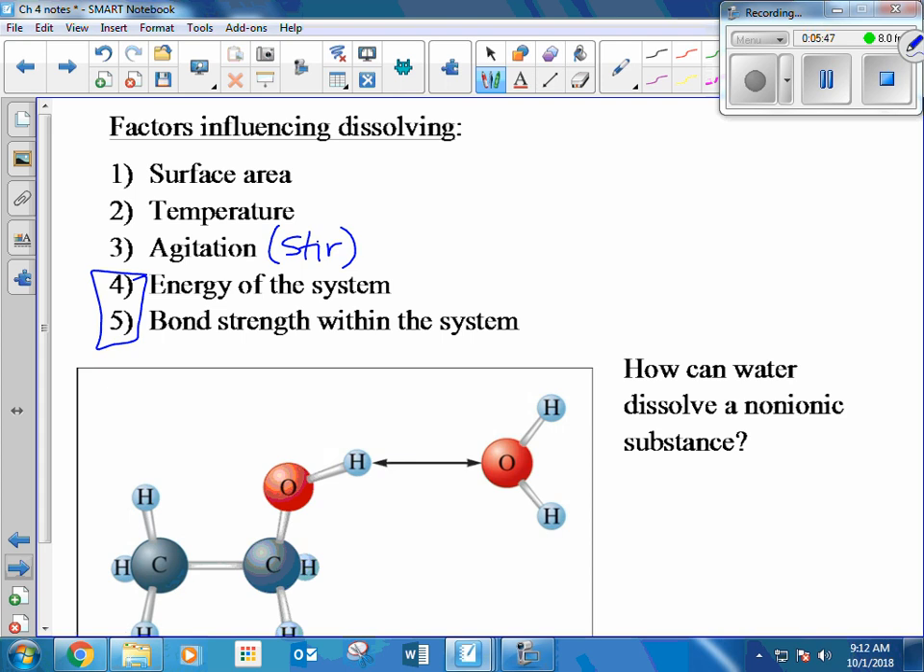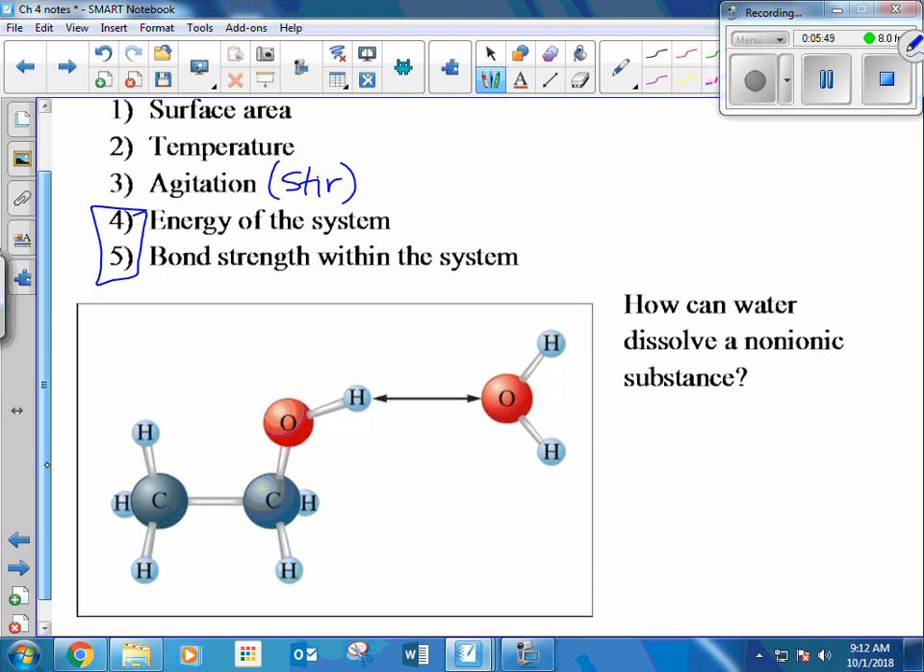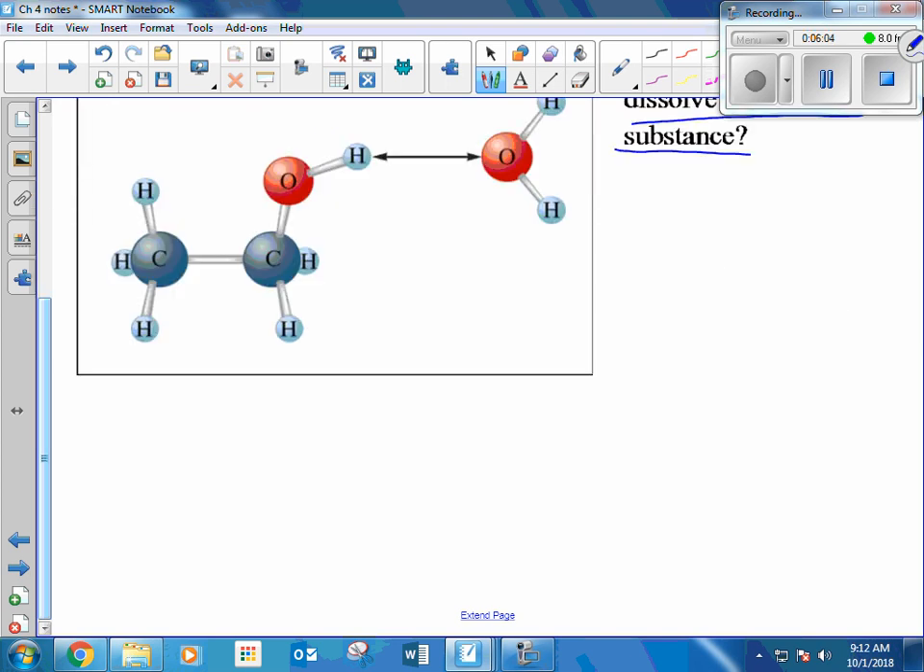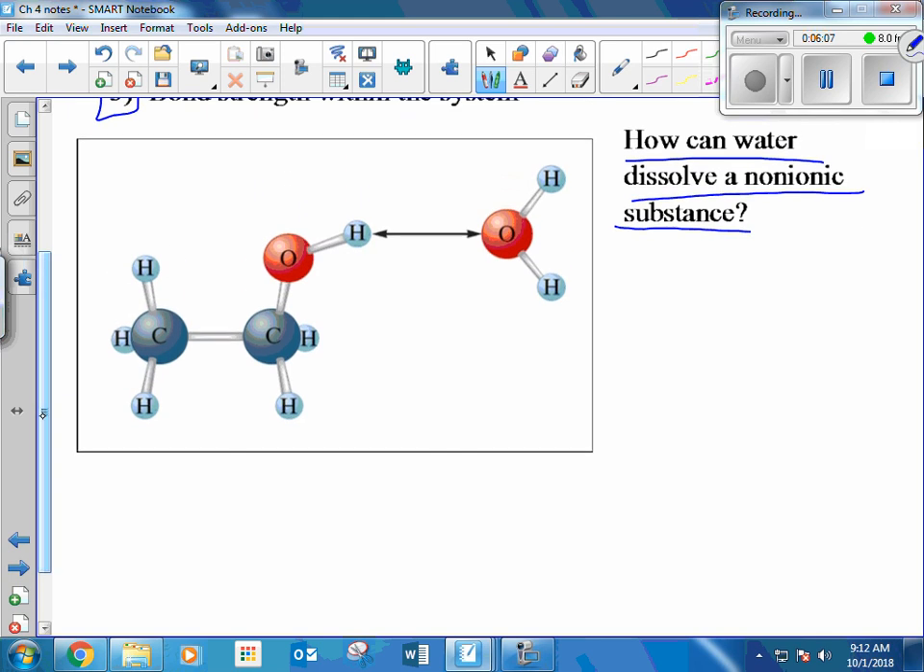Okay, and then the very last thing that we talk about here is how can water dissolve a non-ionic substance? All right, so we have heard the term that like dissolves like. Last year we may have talked about polar dissolves polar and nonpolar dissolves nonpolar. We didn't really cross too much into the different types of molecules that could have both ends.